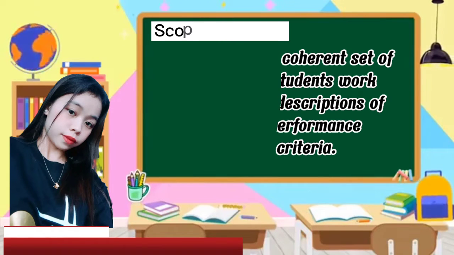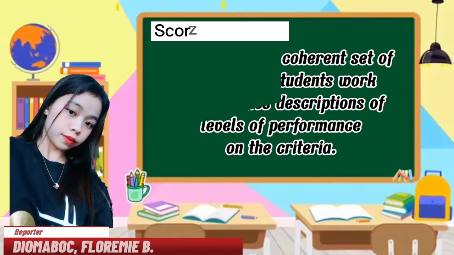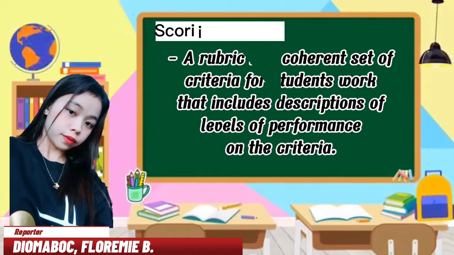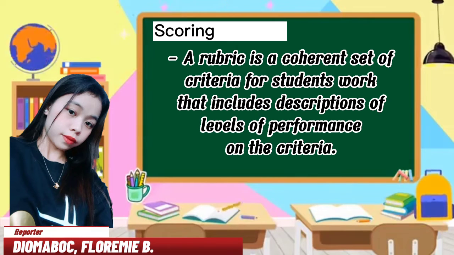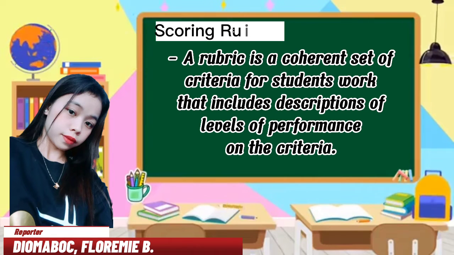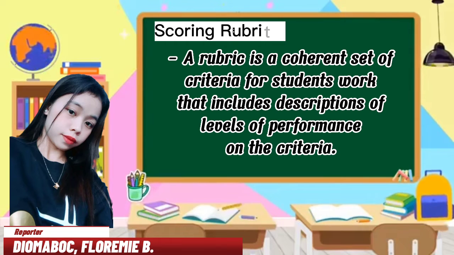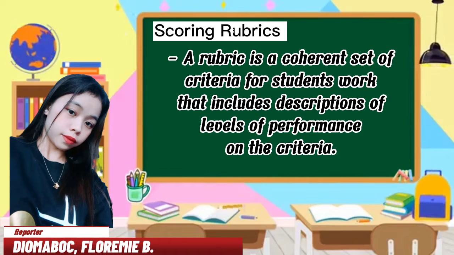So for today, me and Miss Fuertes will discuss scoring rubrics. So first, what is a rubric? It is a coherent set of criteria for students' work that includes descriptions of levels of performance on the criteria. So the main purpose of a rubric is to assess performance made evident in processes and products.